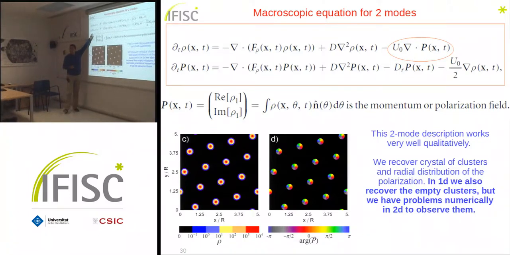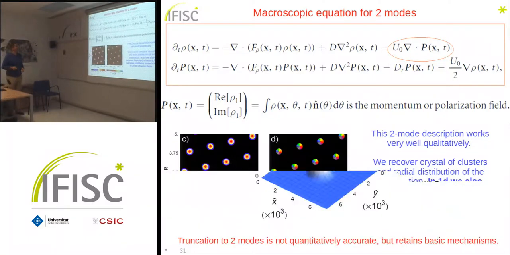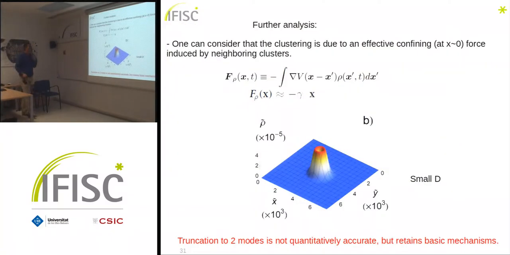We're simulating this. Okay, but we can still try to understand a little bit more what's happening there. For instance, you can consider that the physical mechanism is that the clusters appear because of the forces of the other clusters. Then instead of this expression, you can say that there is an effective confining potential in the system, a typical harmonic potential, so that you have somehow a force like this. And if you take this expression, then you can see the empty clusters in the simulation.